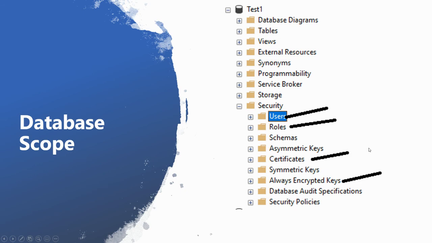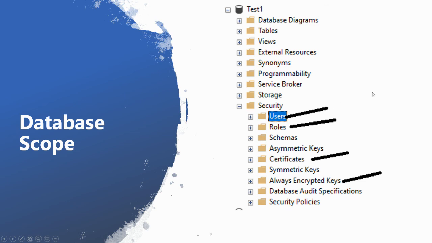If you go to the database level, you can see the users of a specific database. Here, test1 is a specific database, and these are all the users of this database. These are all the roles here. Certificates, Always Encrypted keys. These are all database level securables. They don't exist inside a schema. They are at the database level.